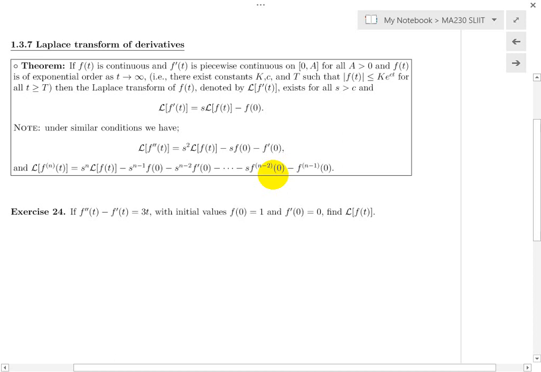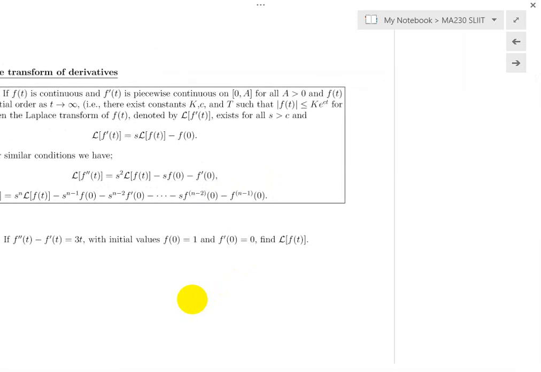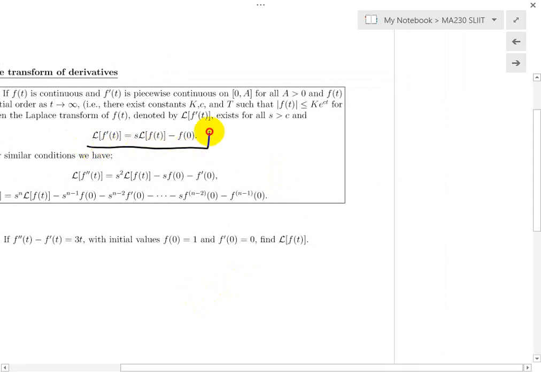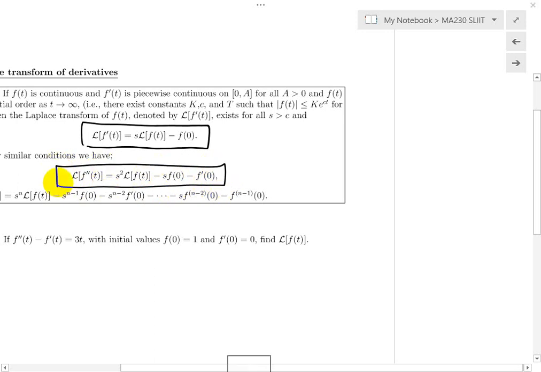Now the general case I don't want to prove, but I want to give you some idea about this, at least for this part. Okay, so this part is important and the second derivative part is important, because most of the time when you solve differential equations, you either solve first order equations or second order equations. Okay. So let's see quickly.